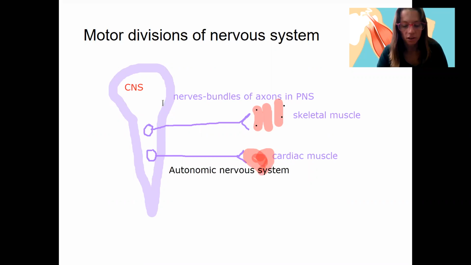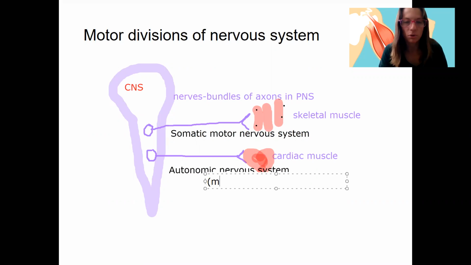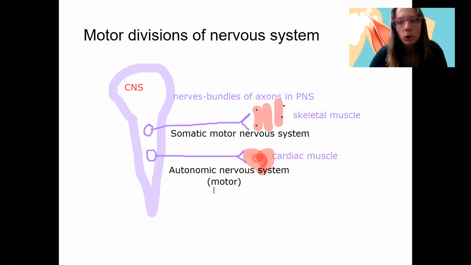Here, this is our somatic motor. I'm going to specify that there. Again, I told you before, autonomic nervous system, typically when we say this, we are referring to the motor division. We know this is all motor because we've got a multipolar neuron that's beginning, its cell body is in the central nervous system, and its axon projects out to the periphery. I also labeled the slide motor divisions.